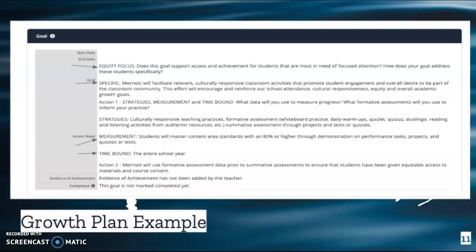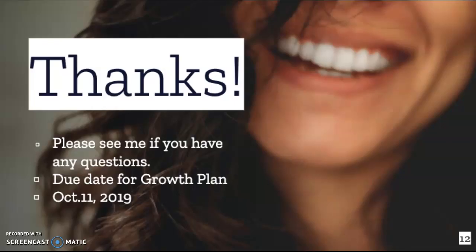Next, you want to make sure that you have measurement and your time-bound piece and your strategies. How are you going to make that happen? So how you're going to measure it, be specific to how you're going to measure it. Your time-bound timetable, is that going to happen in the first trimester, in the second, the third, or is it going to happen over the course of the school year? And then how is it going to be measured? Please be specific.